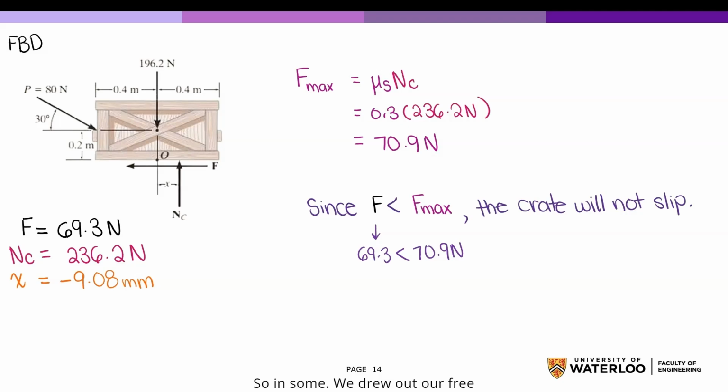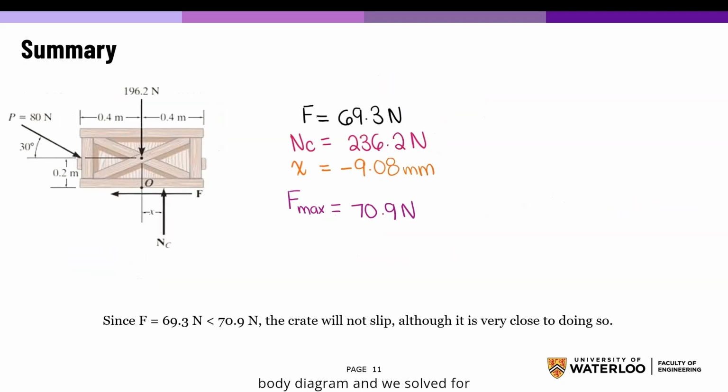So in summary, we drew out our free body diagram and solved for F, NC, and x, which helped us solve for Fmax. And since F is less than Fmax, the crate will not slip, although it is very close to doing so.